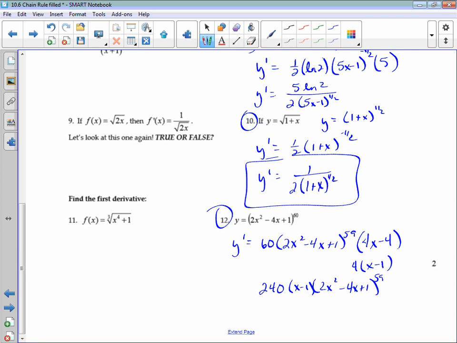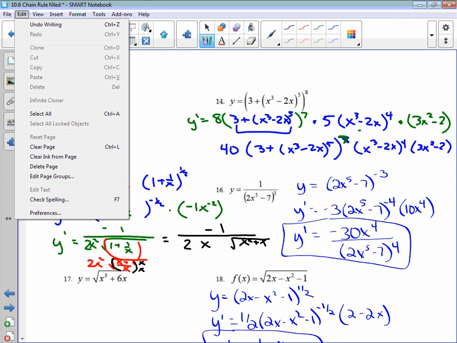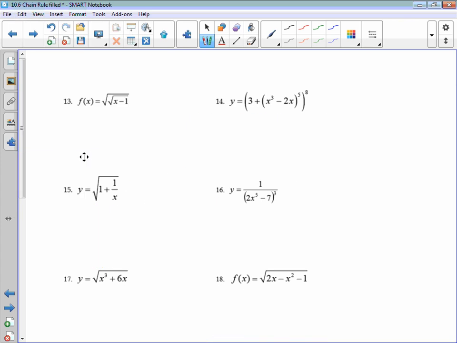Alright, guys. Let's do one more, and then I'll give you a little time. Let's do 14. Now, guys, this one looks scary because there's so much going on in there. But you can do it. It's basically chain rule a couple of times.